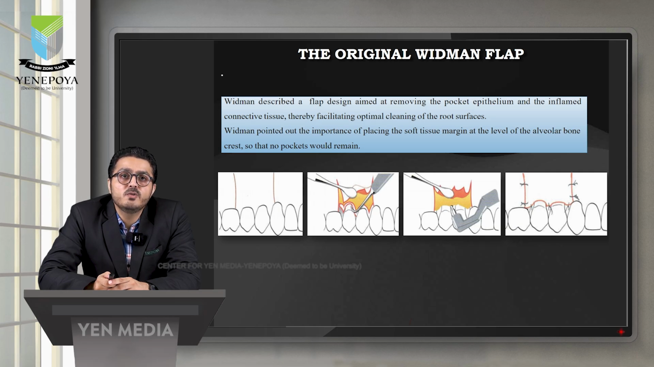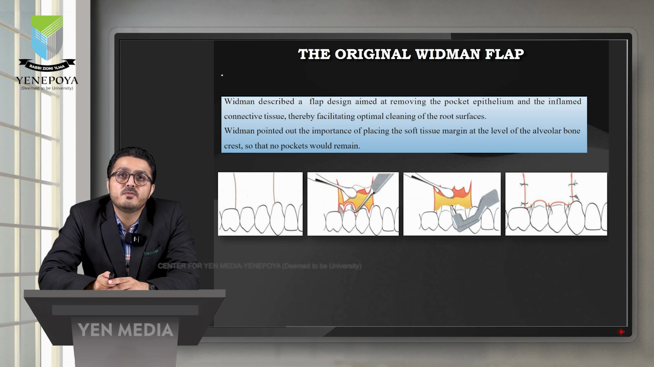So how do we proceed? We start with the crevicular incision as we discussed earlier. With that, we also place two vertical releasing incisions. Once we have this, we reflect the flap and we carry out our instrumentation. If at all required, we carry out our osseous procedures and then place the flap back to the position at the crest of alveolar bone.